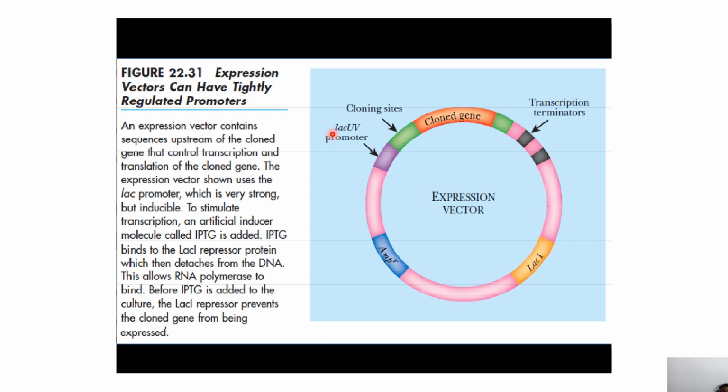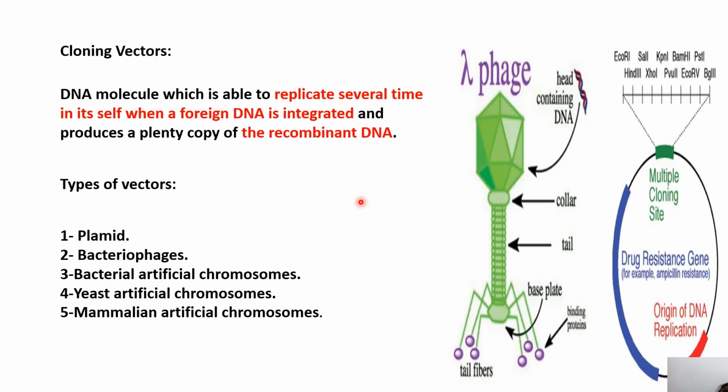To stimulate transcription, an artificial inducer molecule called IPTG is added. And IPTG binds to the lac I repressor protein, which then detaches from the DNA. This allows RNA polymerase to bind. Now, before IPTG is added to the culture, the lac I repressor prevents the cloned gene from being expressed.